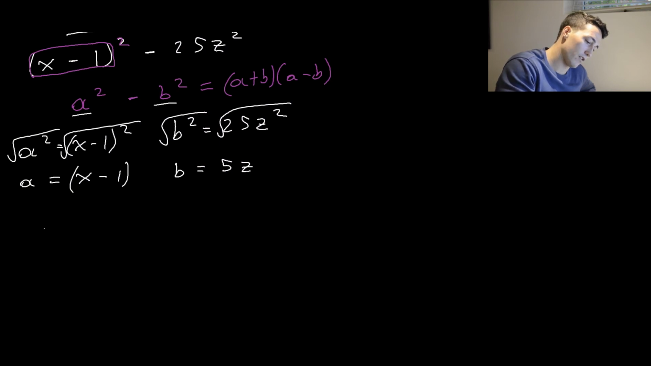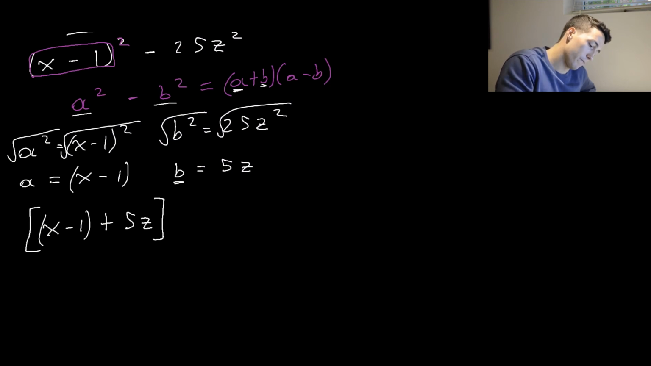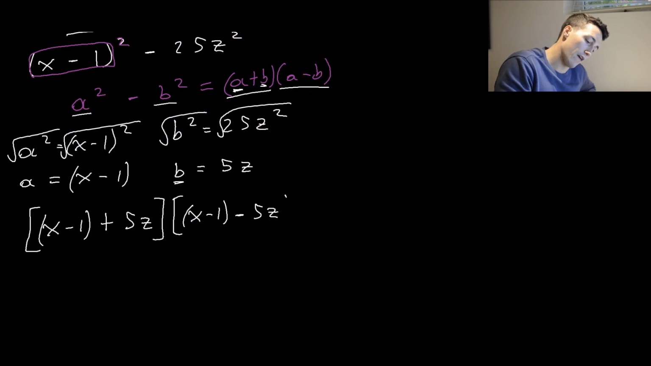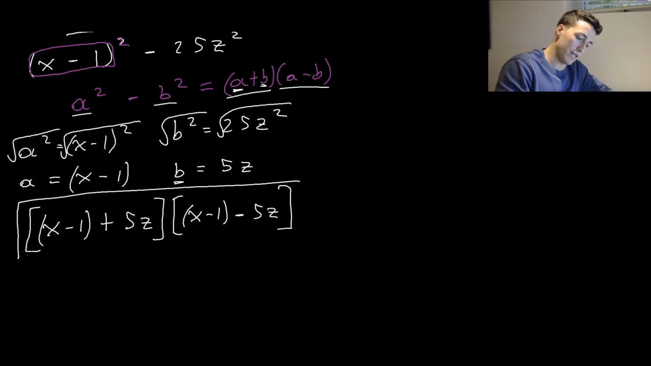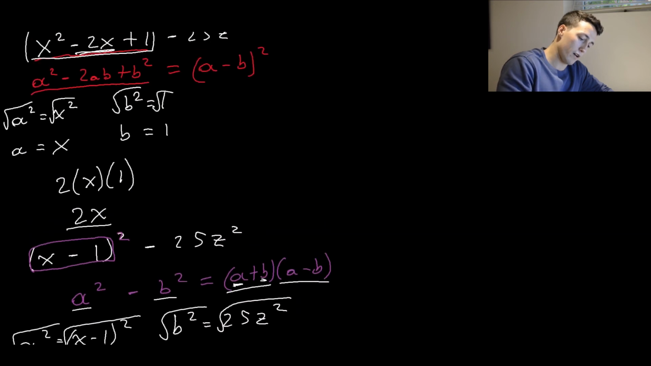So now we finish the factoring by saying, okay, well, what's our a term? Well, our a term is x minus 1. So we'll put that in brackets. That's our a term right here. And then we're going to add our b term right here, which is 5z. And this is going to be big brackets because we already have these brackets in here. And we've got to do the last bit of the equation, which is put in our a term again, which is x minus 1, and then minus our b term, which is 5z. And we're going to have that big bracket to finish. And that would be our fully factored form of this expression.